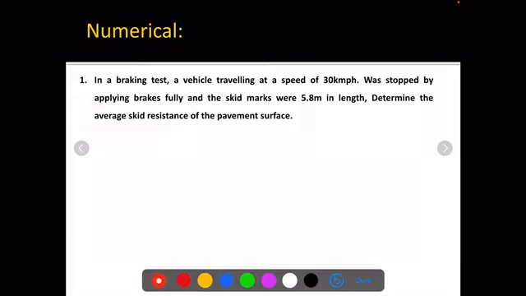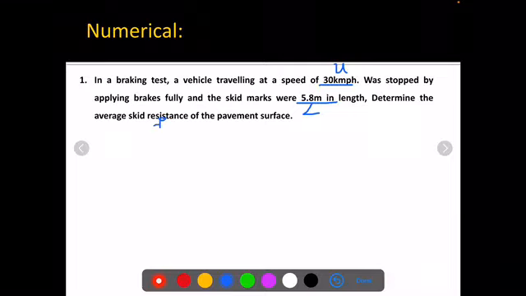First we'll look at all the details given. The initial speed of the vehicle is given, U is equal to 30 kmph. It was stopped by applying the brakes and the skid marks were 5.8 meters in length. Skid marks are nothing but the braking distance, given as L. Determine the average skid resistance of the pavement surface, that is, F needs to be determined. Whenever a problem is given to you, first analyze what conditions are given and what parameter is required to be calculated.